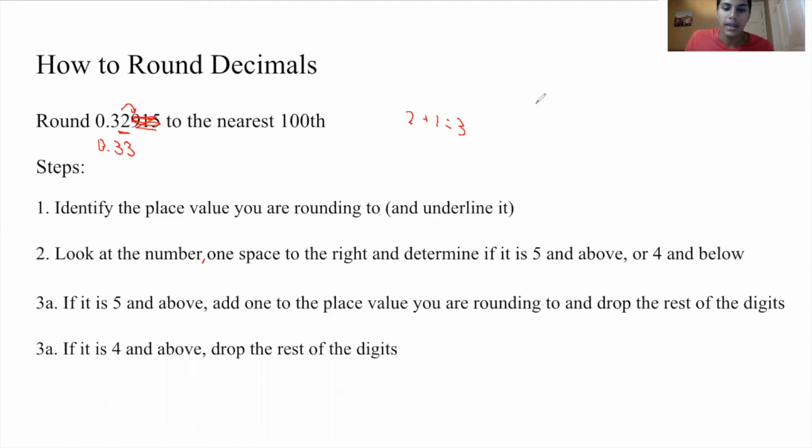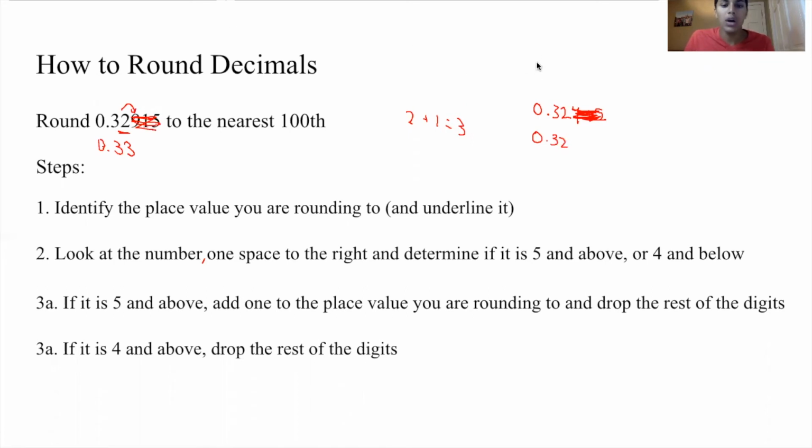Now, if I had, instead of 0.32915, if I had 0.32415, we would have to round down because it's 4 or below, which means that we round down. So 0.32415 rounded down, the rule for it is drop the rest of the digits. So after the hundredths place, remember we keep the 2, drop the rest of the digits. So we can just cross these out, and then we get 0.32 as our answer to that.